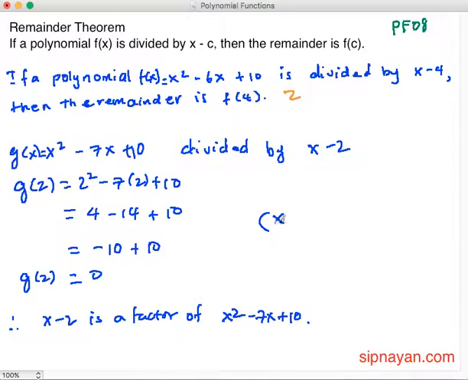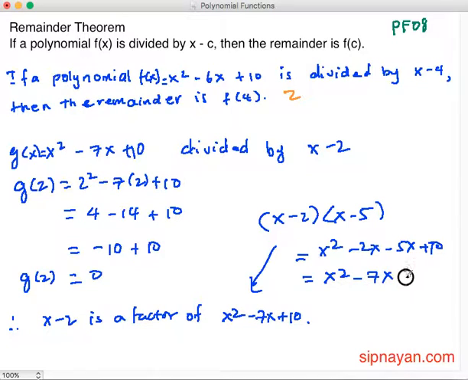So if it is x minus 2, its other factor is x minus 5, right? When we expand it, this will be the answer. x times x is x squared. Negative 2 times x is negative 2x. x times negative 5 is negative 5x. Negative 2 times negative 5 is positive 10. So it became equal to x squared minus 7x plus 10, which is equal to this. That means it is a factor. One factor is x minus 5. Okay? When it is a factor, it is divisible, exact, no remainder, because g of 2 is equal to 0.